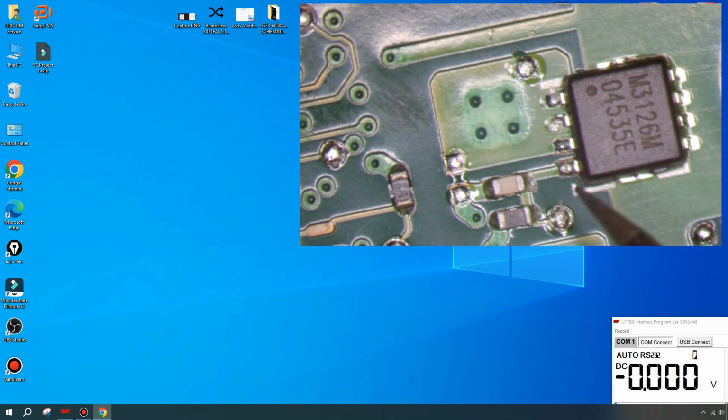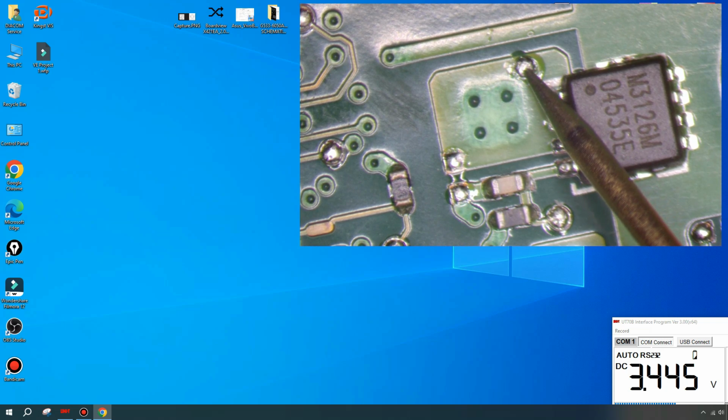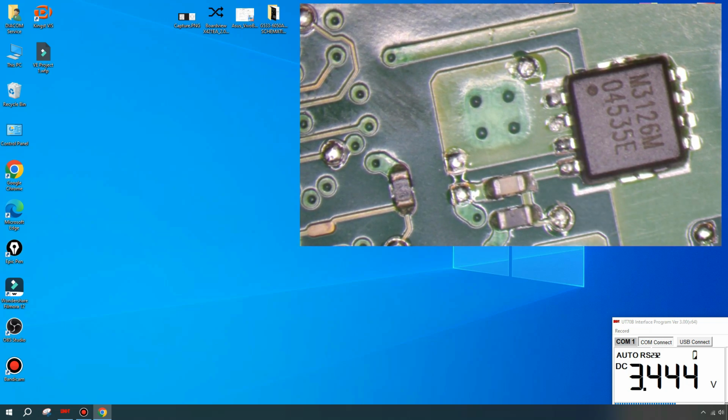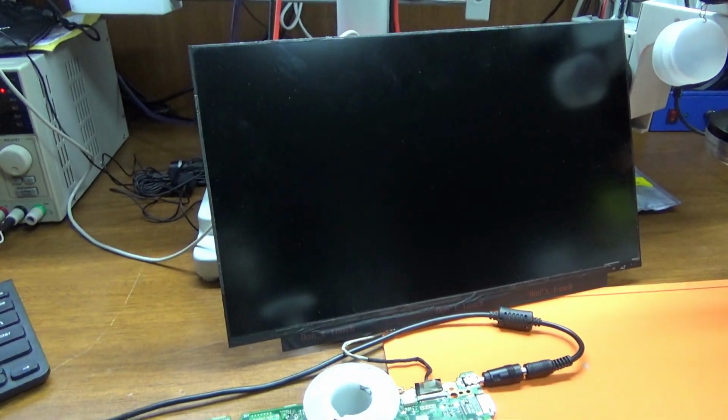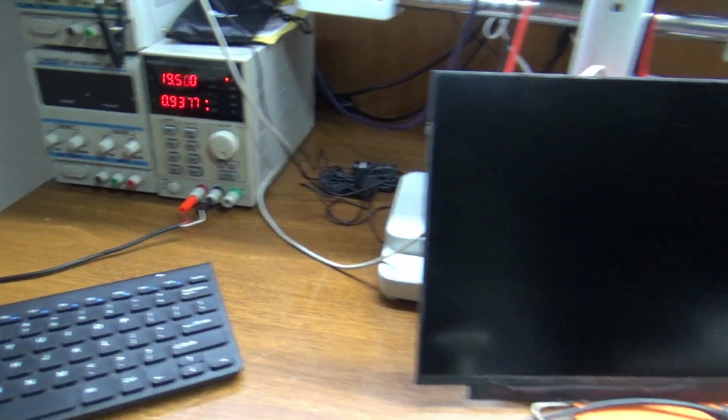Now let's measure our MOSFET in the DC to DC interface circuit. Gate trigger voltage is normal. And our convert signal is now good. MOSFET is fully open. I connected our motherboard to the display panel. The motherboard got auto start and let's wait.